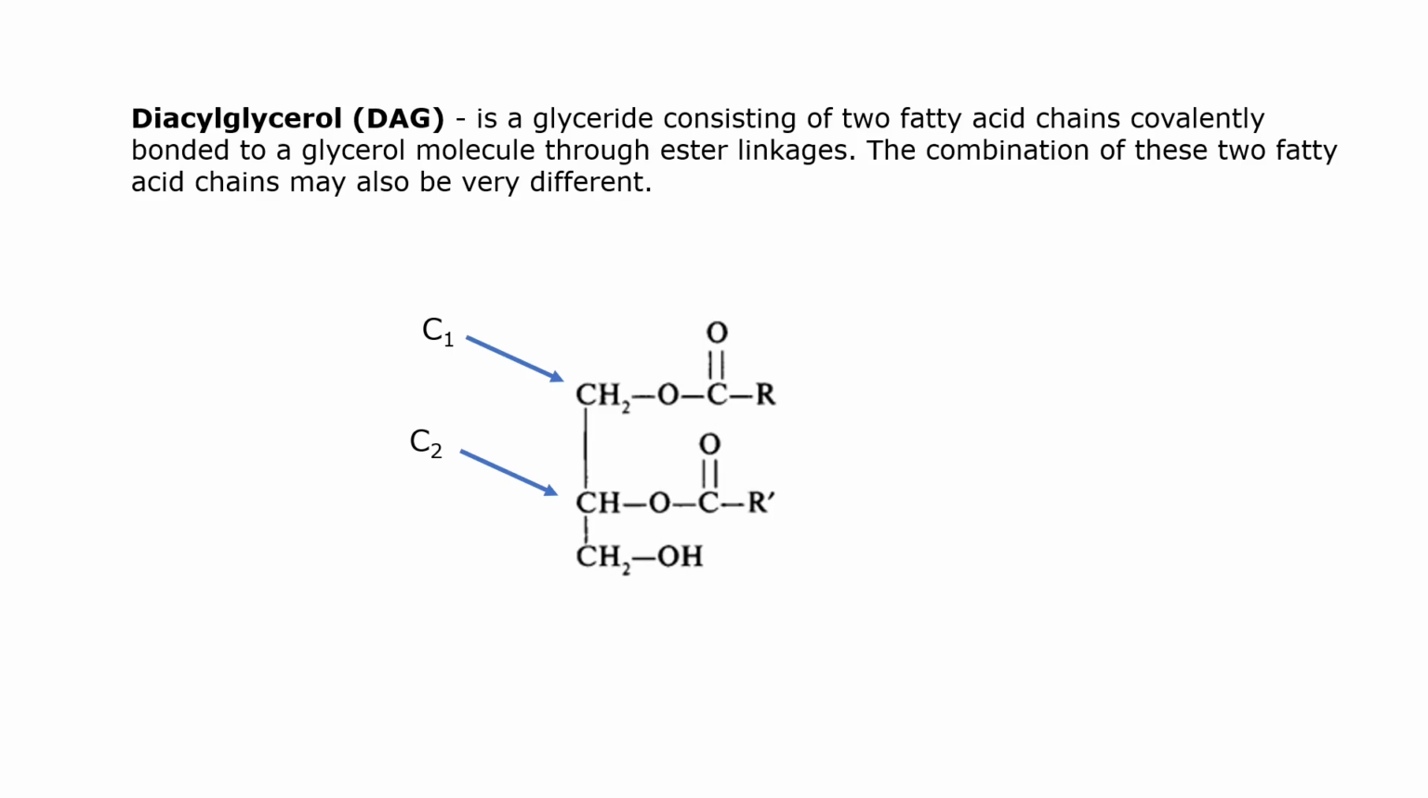For example, the acid chain which belongs to the first carbon should always be saturated. However, the fatty acid chain belonging to the second carbon should always be unsaturated. And in most of the cases, it is polyunsaturated.